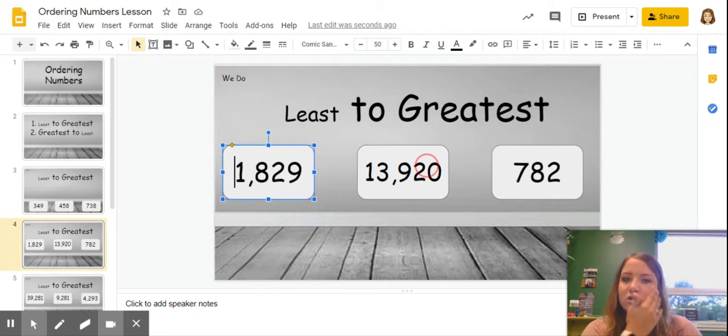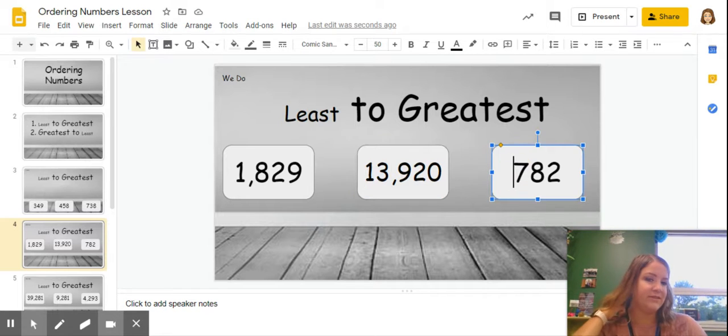My second number is 13,920, and that is in the 10,000s because we have 5 digits: ones, tens, hundreds, thousands, 10,000. And then my last number, I have 782. So we have 3 digits. We're in the hundreds place. So the smallest number would be what?